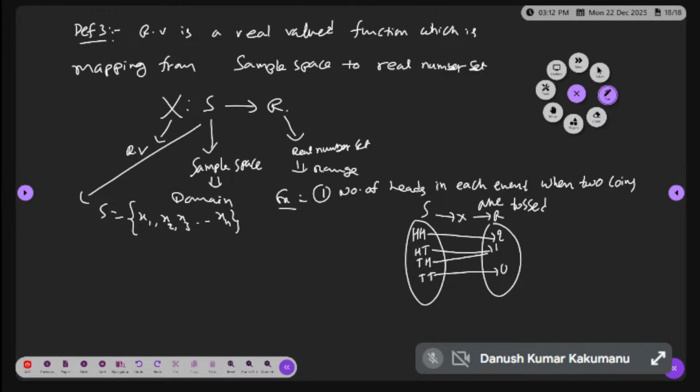This example is clear, na? What is the purpose of the random variable? It maps the sample space into the real number set. Real number set is the range. What is the real number set range? Minus infinity to plus infinity. Domain for the random variable is the sample space. Range is the real number set. In this example, number of heads in each event when two coins are tossed: HH, HT, TH, TT, mapped to 2, 1, 0. Everybody understanding? No confusion? Very good.